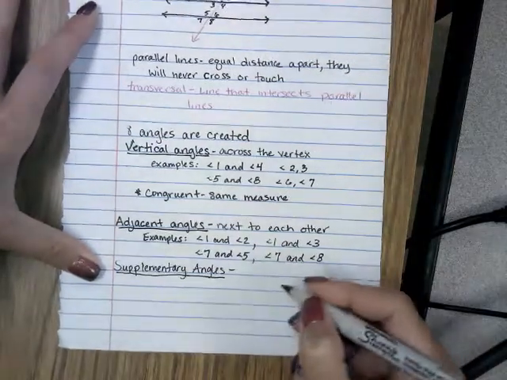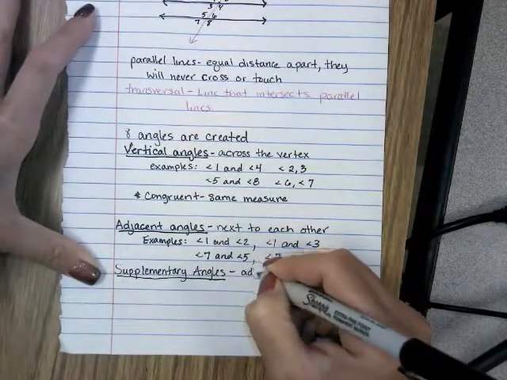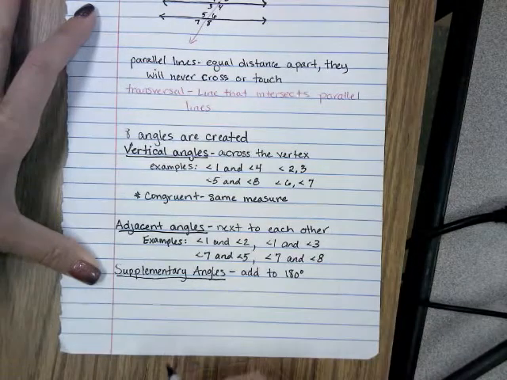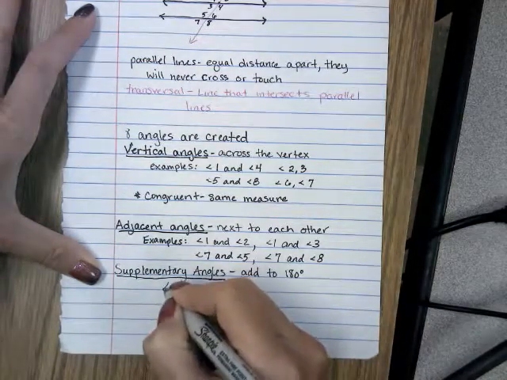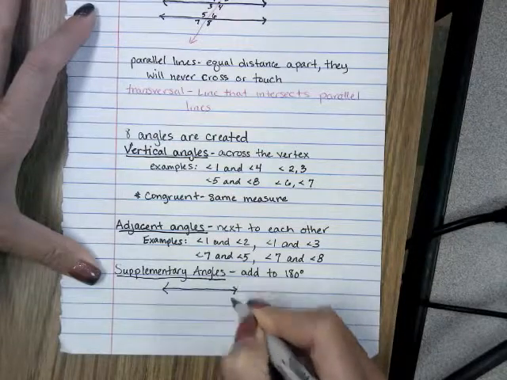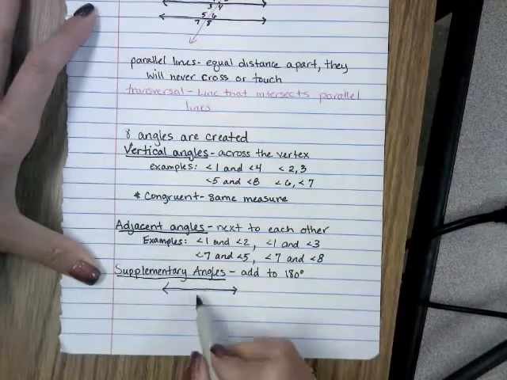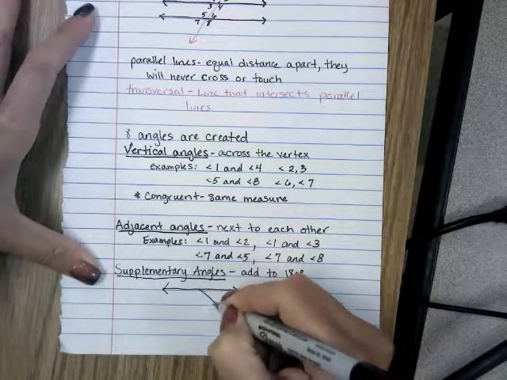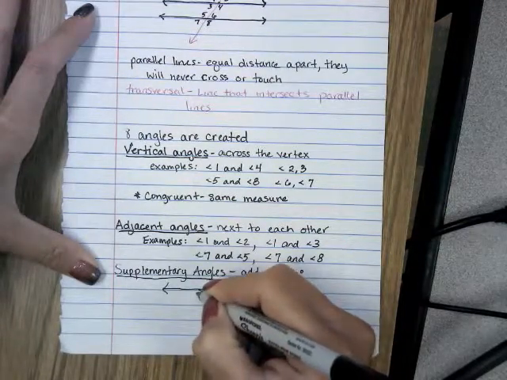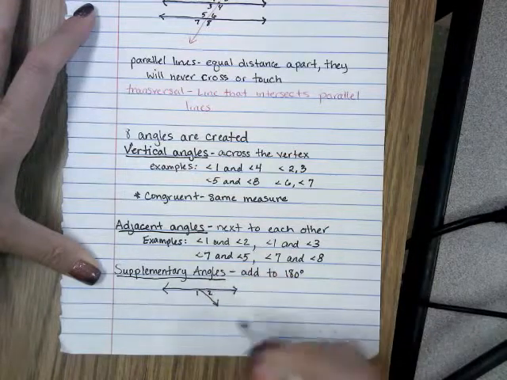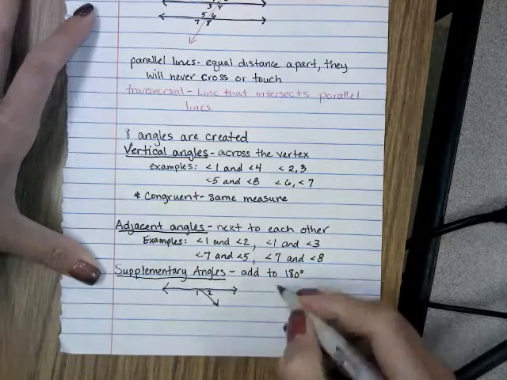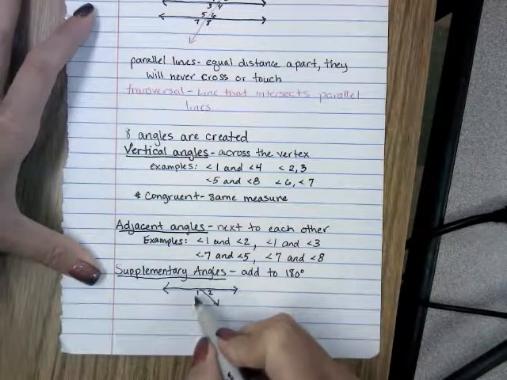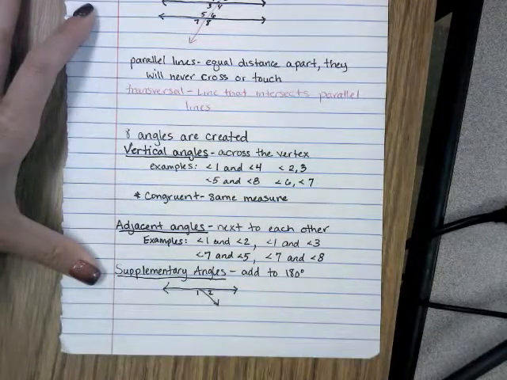Supplementary angles are angles that add to 180 degrees. Now remember, from previous units of study, 180 degrees forms a straight line. So if I were to take this line and break it into two angles, those are supplementary angles because they form that straight line.